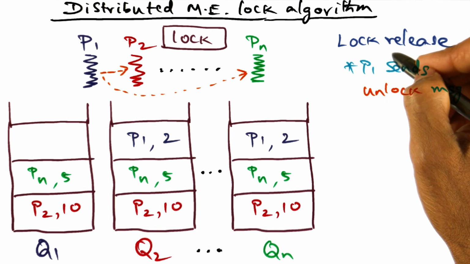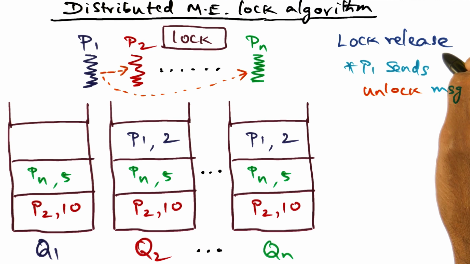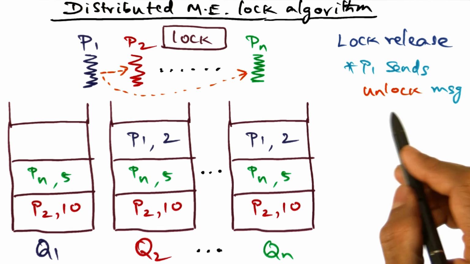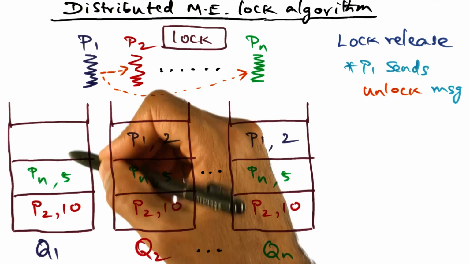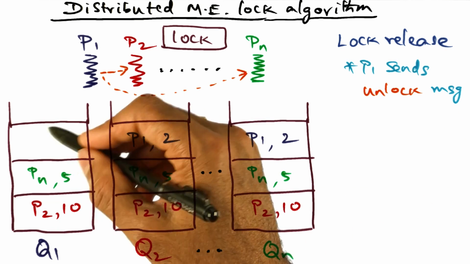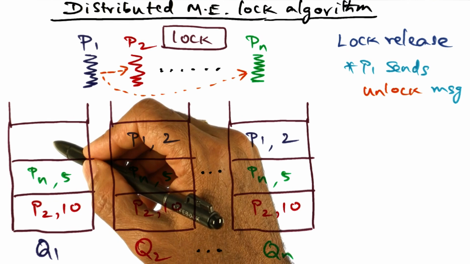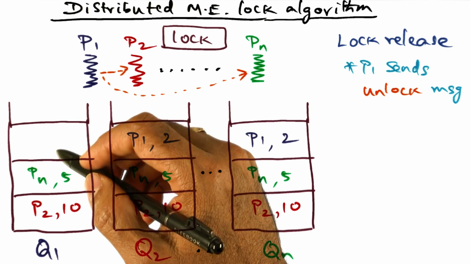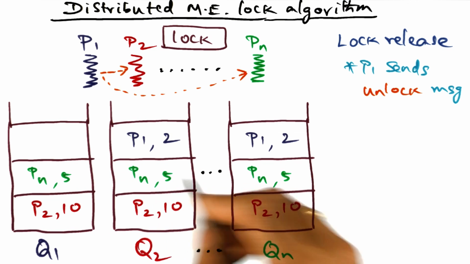Now let's talk about how I go about releasing the lock. If I have the lock, I've used it for a while, and now I'm ready to say, well, I'm done with the lock, I can release it. What do I do? I'm going to send an unlock message to all the other nodes. The first thing that I do, of course, is get rid of the entry that I have in my queue. Because I'm done with the lock, I can remove it from my queue. Once I remove it from my queue, I'm going to send an unlock message to everybody else.